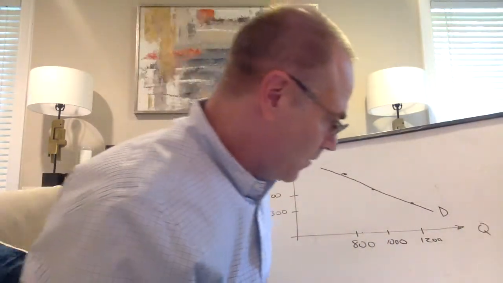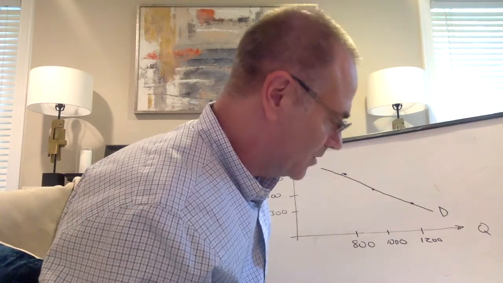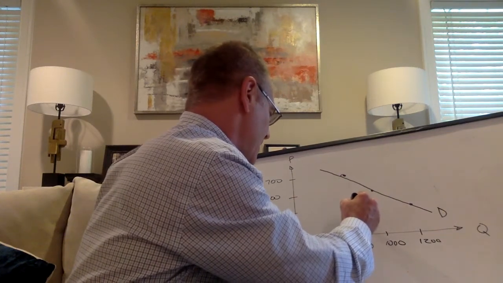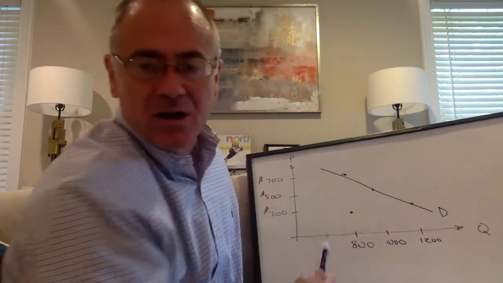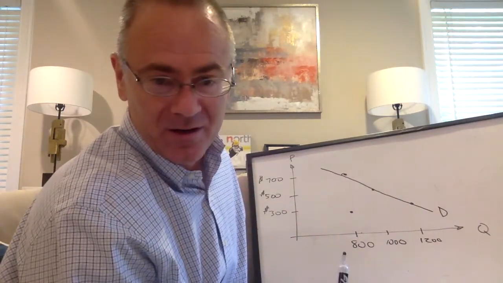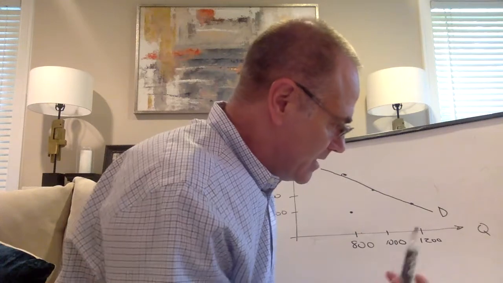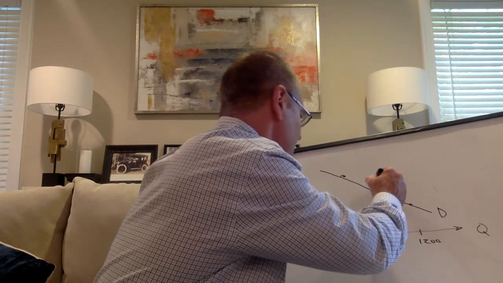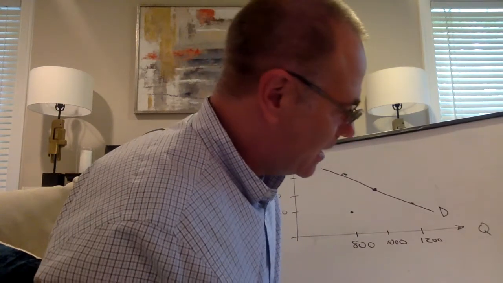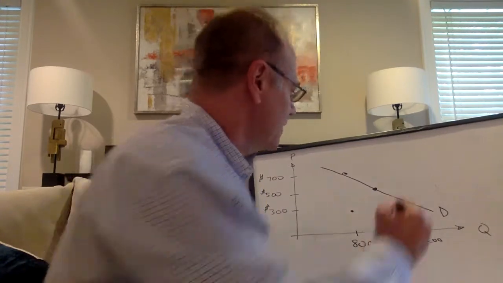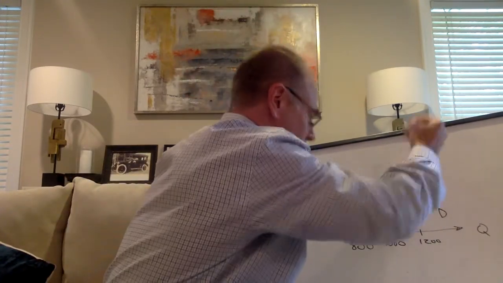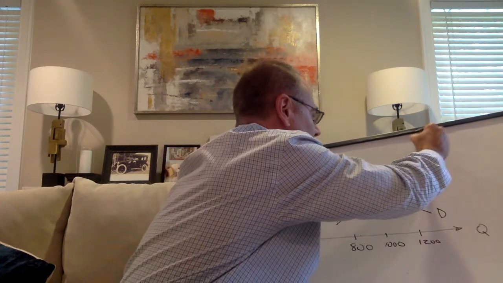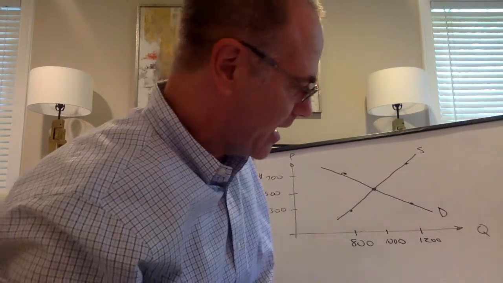Meanwhile, the supply curve looks as follows. If the price is 300, then suppliers will be willing to sell 800 guitars. Next, if the price is 500, suppliers will be willing to supply 1,000 guitars. And if the price is 700, suppliers will be willing to sell 1,200. So, supply looks like that.